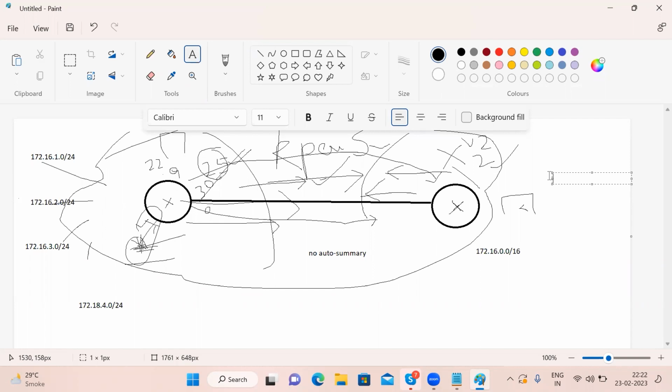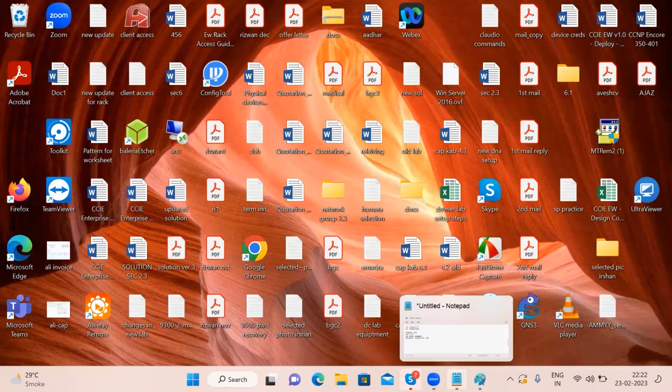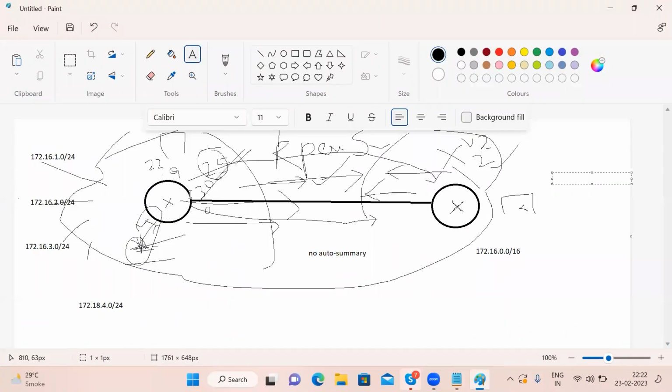Got it, everyone? Tomorrow we will have a practical session for static and RIP routing protocol. Any doubt regarding the same? Hope everyone got it.